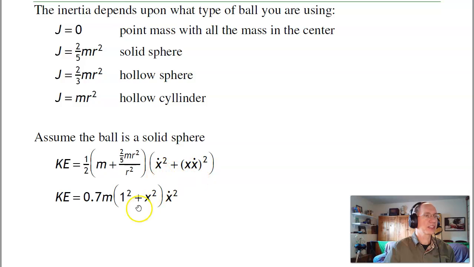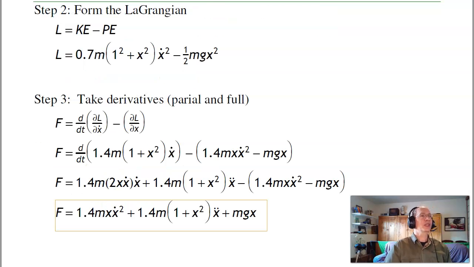Factor out the x dot squared: 1 plus x squared, times x dot squared. We're used to kinetic energy being 1/2 mv squared. The 1/2 ignores the rotational inertia of the ball. If you include it and it's a solid sphere, I get 0.7 mv squared. Okay, so now I've got the kinetic energy and potential energy. With that, I can form the Lagrangian. That's your kinetic energy, 0.7 m times 1 plus x squared times x dot squared, minus potential energy, 1/2 mgx squared.